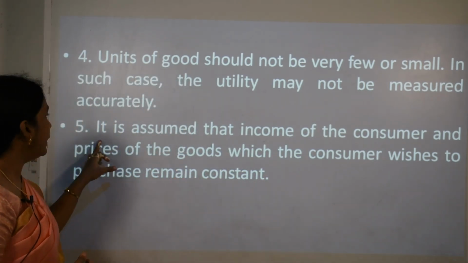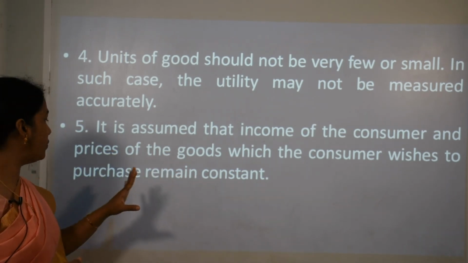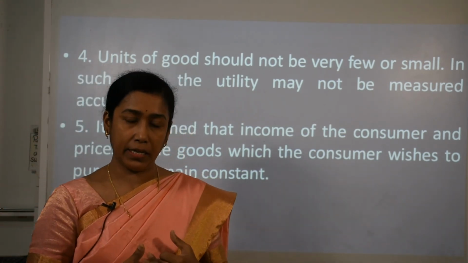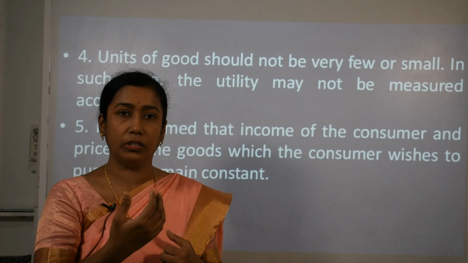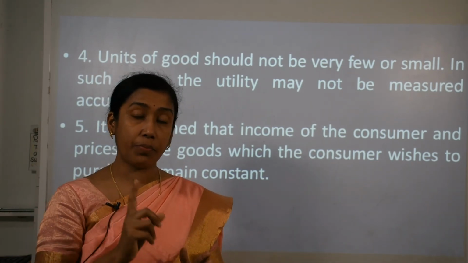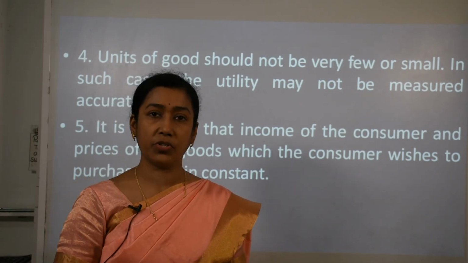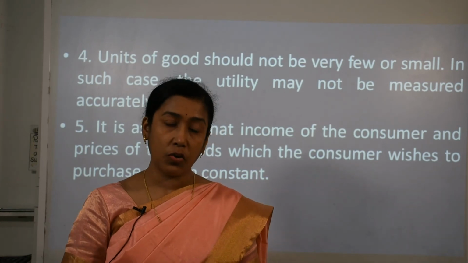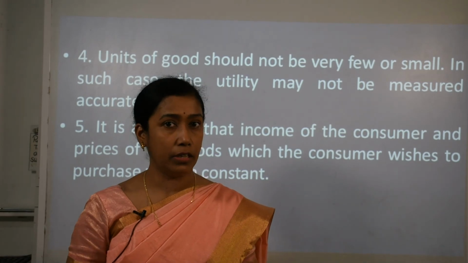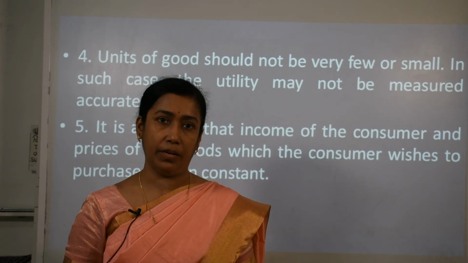It is assumed that the income of the consumer and the prices of the goods which the consumer wishes to purchase remain constant. That is, the income which a person is getting when he wants to purchase something should not change, income must remain the same, and the prices of the product must not change. So these are some of the assumptions or conditions which are required for the application of the law of diminishing marginal utility. Otherwise, if these assumptions are not covered, then the law of DMU will not apply.